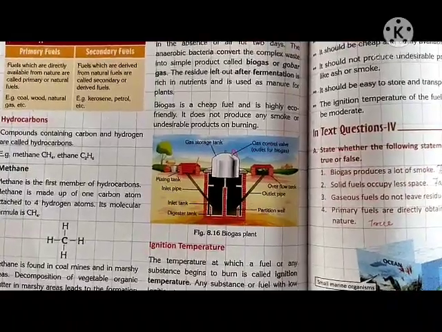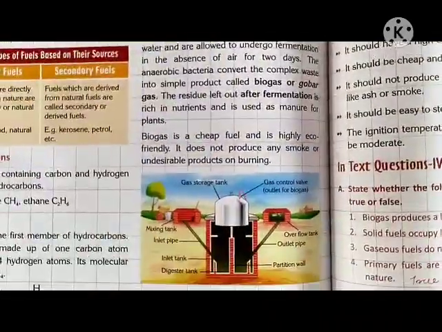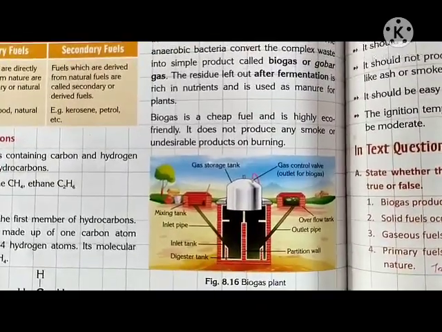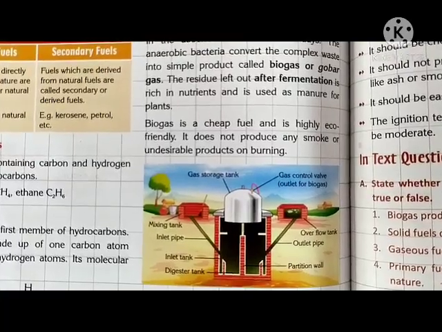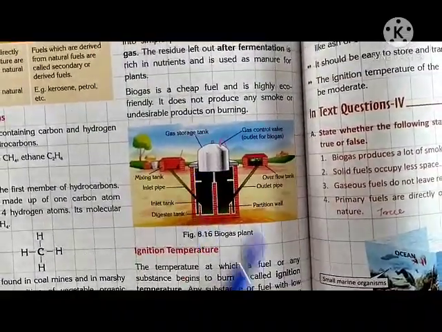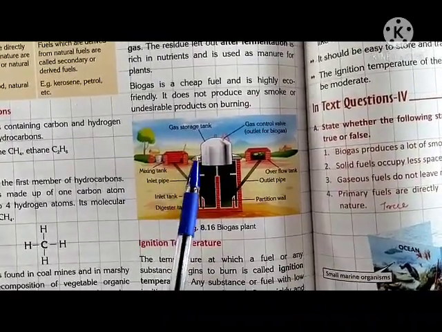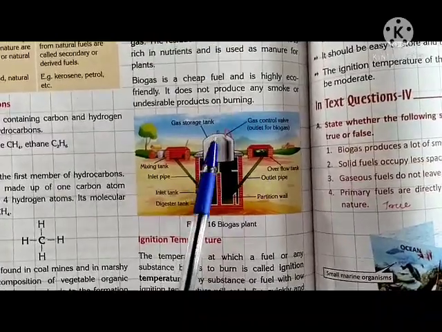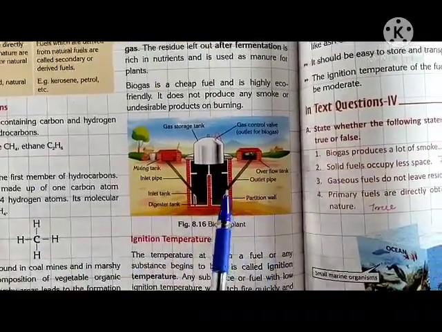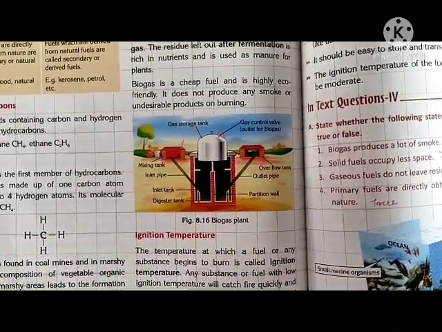The anaerobic bacteria convert the complex waste into a simple product called biogas or gobar gas. The residue left after fermentation is rich in nutrients and it is used as manure for plants. So students, the components used for the formation of biogas were cow dung and animal waste, but when the process begins, the gas which is produced is known as biogas, and the remaining material is also very useful and is used as manure for plants. The Hindi of manure is khad.